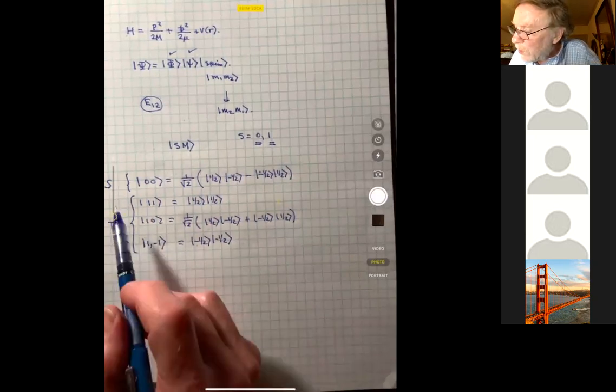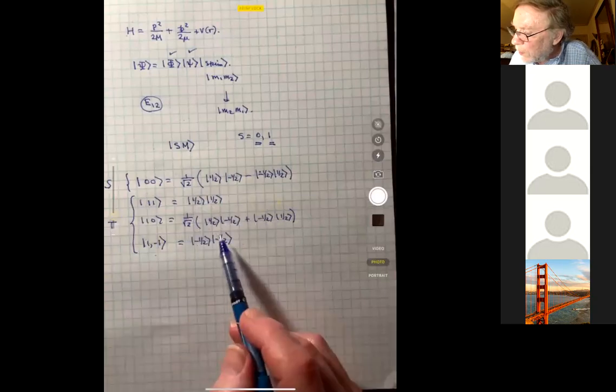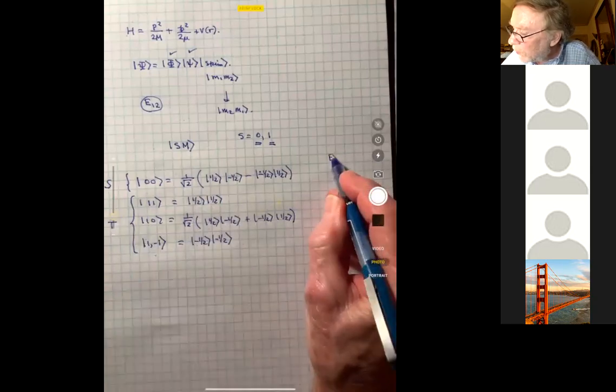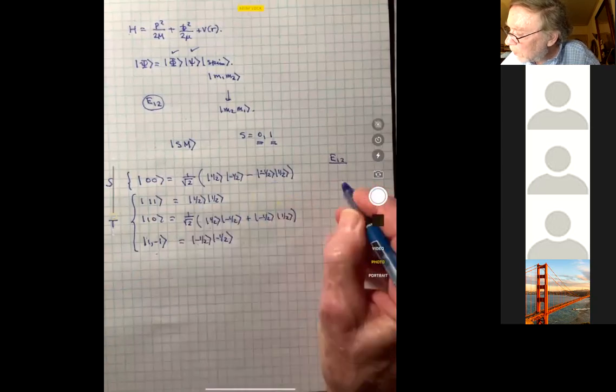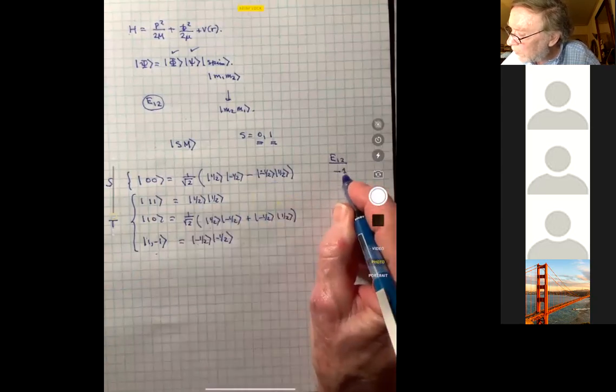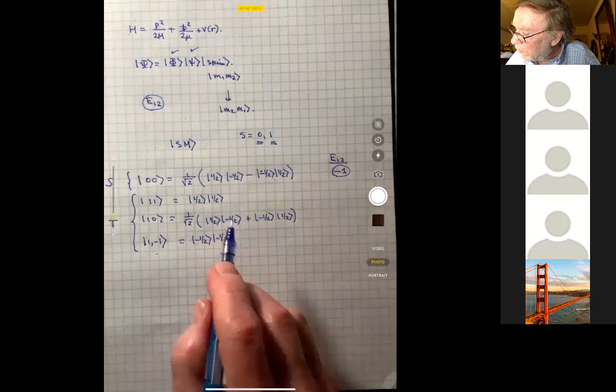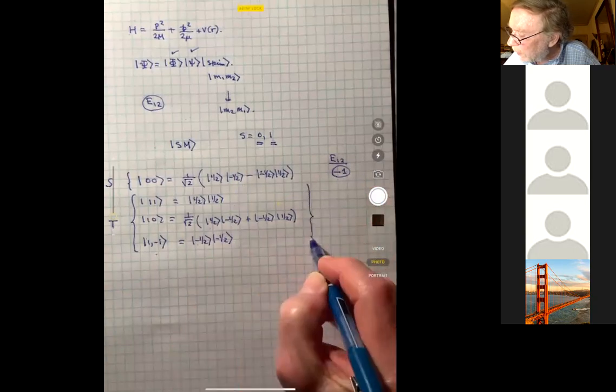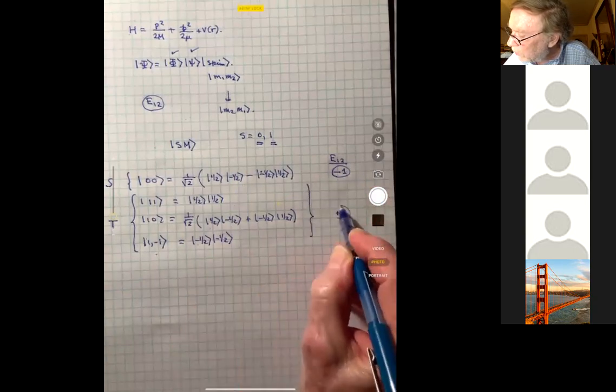Now, one of the things you can see by looking at the expansions here is that under exchange E12, the singlet state is odd, it comes in with a factor of -1. That's because of the minus sign here. Whereas all 3 triplet states are even under exchange, E12.